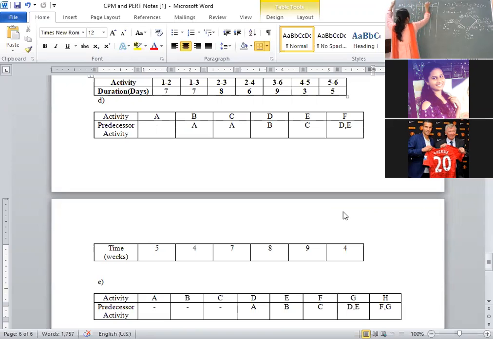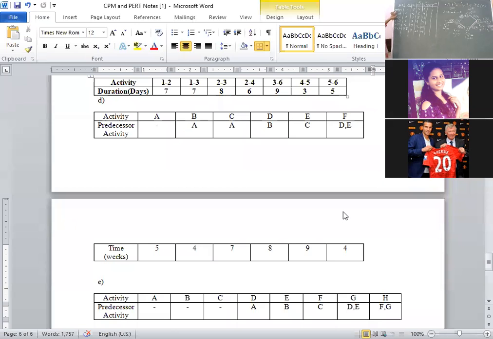Next, earliest finish time. What is the formula? Ei plus Tij, the time duration. That is 0 plus 5, 5. 5 plus 4, 9. 5 plus 7, 12. 9 plus 8, 17. 12 plus 9, 21. 21 plus 4, 25.